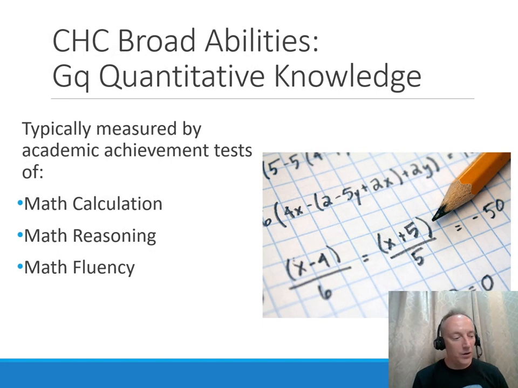And then the final broad ability in CHC theory is quantitative knowledge. So your ability to solve math problems, math calculation problems, math reasoning problems, and also math fluency problems, doing simple math equations quickly. So those are the broad abilities of CHC theory, the theory that modern day tests are based on, and that we have the most data to say this is a valid way of thinking about human intelligence.